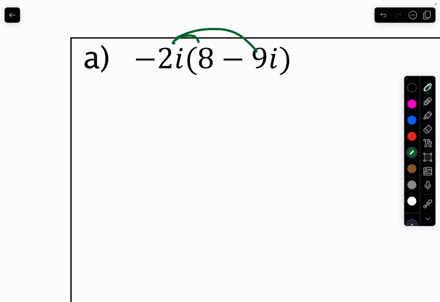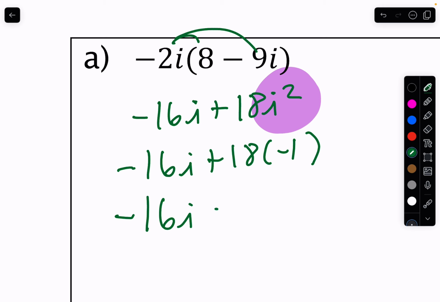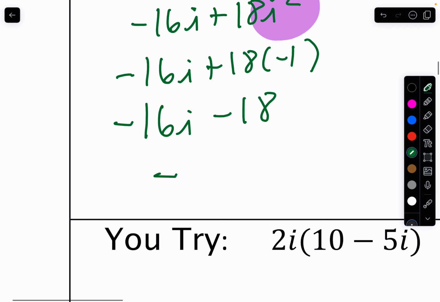So what's going to happen here is I distribute, and I get -16i plus 18i squared. Now, this i squared is going to be replaced with a -1. So now I have -16i plus 18 times -1. 18 times -1 is -18. And if you recall, we write our complex numbers, that's numbers with real and imaginary parts, with the real part first. So we should write this as -18 minus 16i.